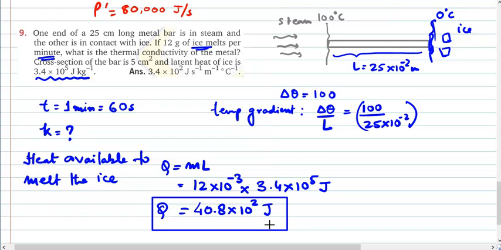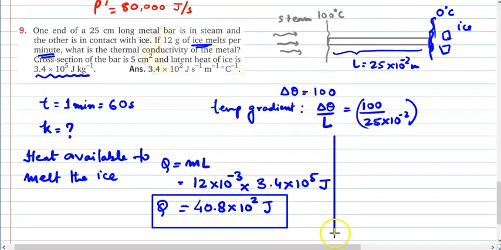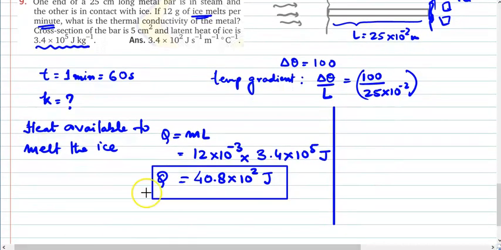Am I clear? And this entire 12 gram of ice is melted in how much time? In 1 minute or 60 seconds. Is this clear? Now Q is equal to Q, I obtained the Q. From where am I obtaining this Q? This Q is flowing from this rod.